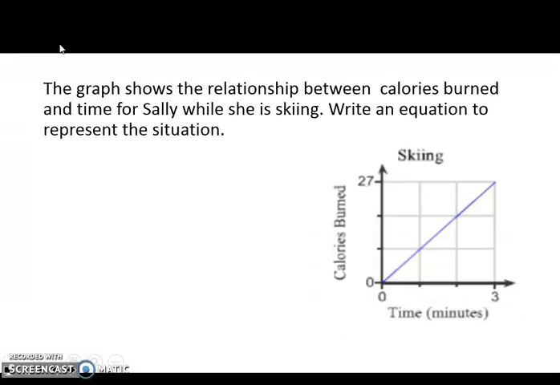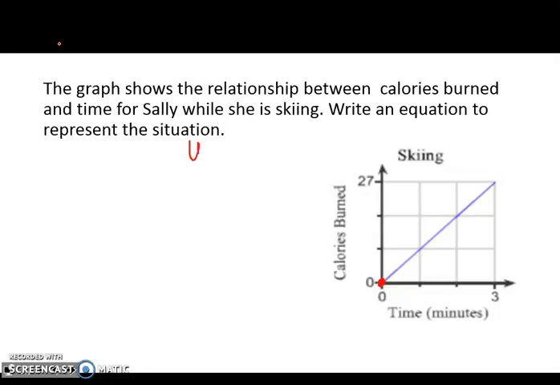All right, the graph shows the relationship between calories burned and time for Sally while she is skiing. Write an equation to represent the situation. Now, guys, this doesn't tell me that it's a proportional relationship, but I know that it's proportional because it goes through the origin. It goes through that point (0, 0). And remember, we talked about yesterday that if it goes through that point (0, 0), it's going to be proportional.